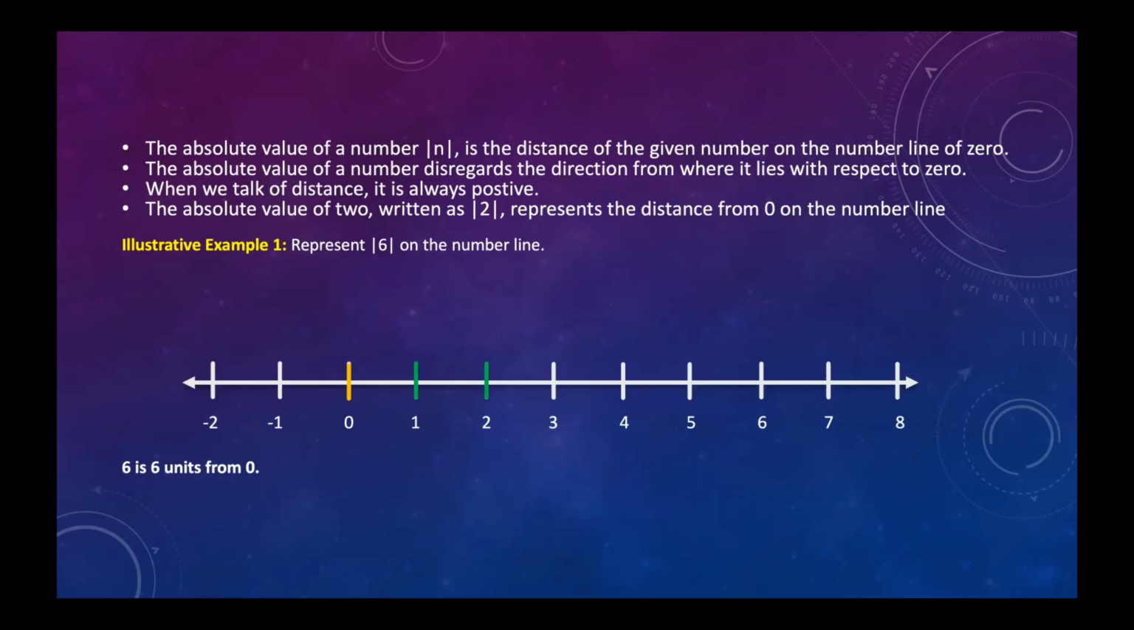6 is 6 units from 0. So if we count 1, 2, 3, 4, 5, 6 from 0, meaning the absolute value of 6 is 6. That is written as bar 6 bar equals 6, because our symbol for absolute value is the bar with the number in the middle. So when you count the number 6 starting from 0, it's 1, 2, 3, 4, 5, 6. So the distance of 6 from 0 is 6. Got it? Okay, let's start with the next lesson.